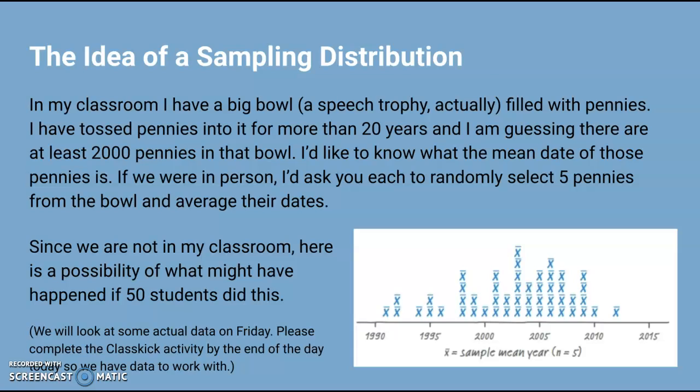But let's suppose there were 50 people in my room and they did find the means of random samples of 5 pennies. If I plotted that data, it might look something like this. So this is just an example of what it might look like if 50 students each took 5 randomly selected pennies out of the bowl, looked at their dates and averaged them.